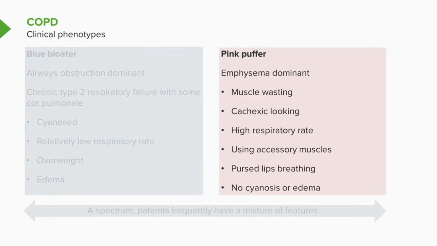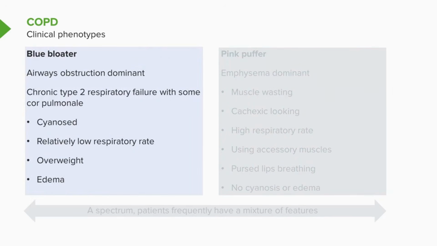So, for example, a pink puffer, the emphysema component may be dominant in their pathology, and that's associated with a lot of muscle wasting, a cachexia, and a rapid respiratory rate using accessory muscles or pursed lips breathing, but no real cyanosis or angioedema because the patient is maintaining their respiratory function without tipping over into type 2 respiratory failure or significant hypoxia by compensating with a high respiratory rate.